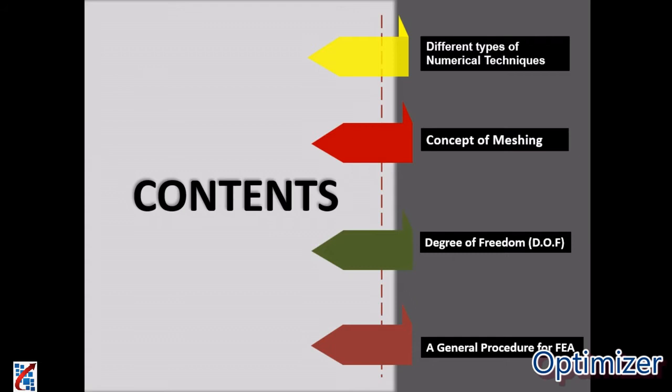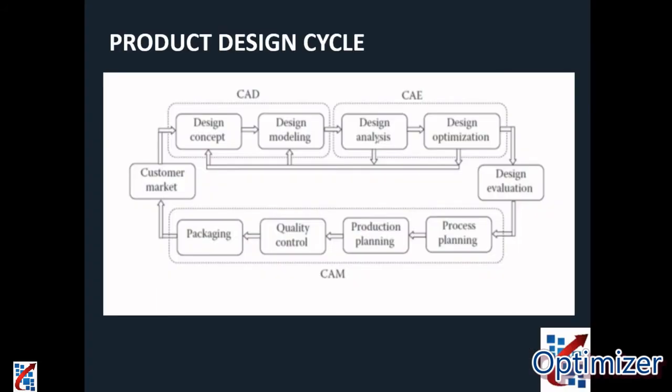So let us start with first point, that is different types of numerical techniques. Before that we are going to see the actual product design cycle. Whenever a new product is launching in the market, there is some definite process that has to be followed to develop it and to introduce it into the market. So from where does it start? First step in the product design cycle is customer market. A market survey is going to be done. With the help of that survey, some needs, some requirements are going to be analyzed, and with the help of those needs you are going to start with the design phase.